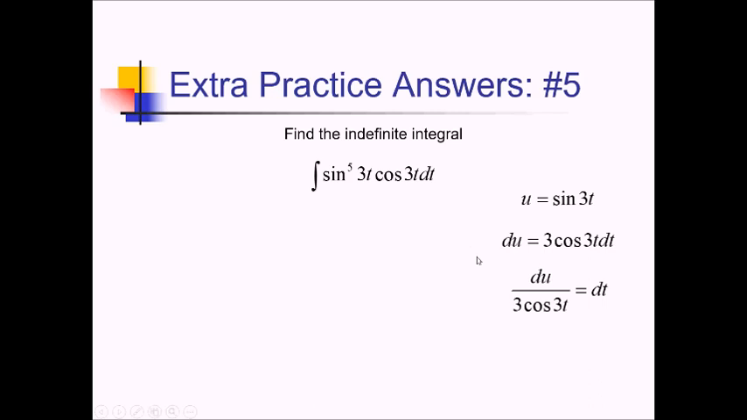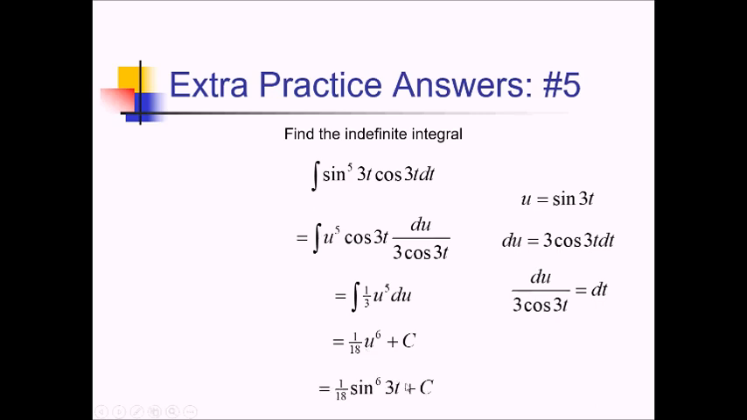Substituting back in now, we can write this first term here as u to the 5th, and then we still have a cosine of 3t. dt now we can rewrite as du over 3 cosine of 3t. Cosine of 3t's are going to cancel. We still have a 1/3 going on, and a u to the 5th and a du. Bumping this exponent up to 6 and dividing, we have 1 over 18 u to the 6th plus c. And then finally we can substitute sine back in here. So this is 1/18 sine to the 6th of 3t plus c.